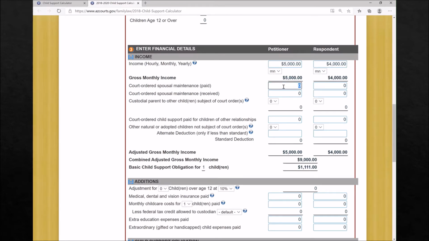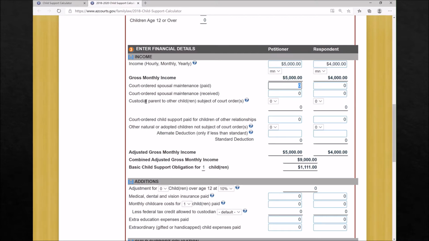And is either of you paying spousal maintenance to anybody or receiving spousal maintenance from anybody? That information can be entered here, but let's leave that out for this example to just keep it simple.